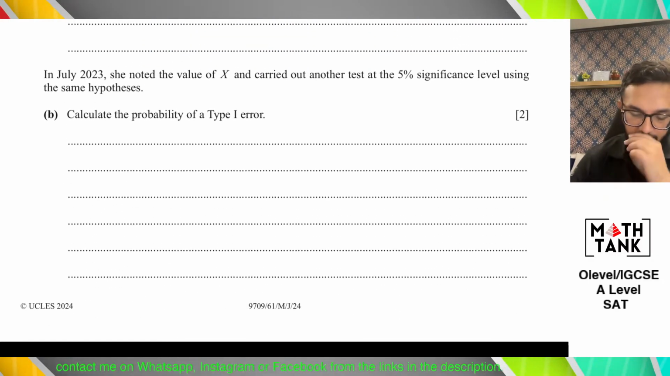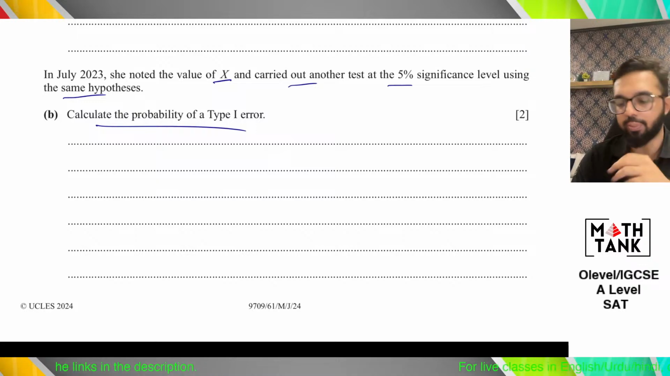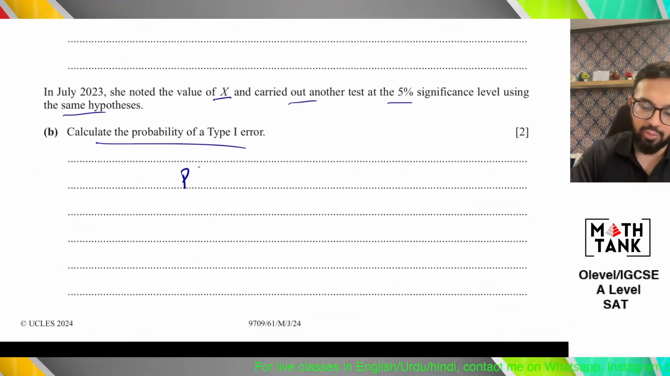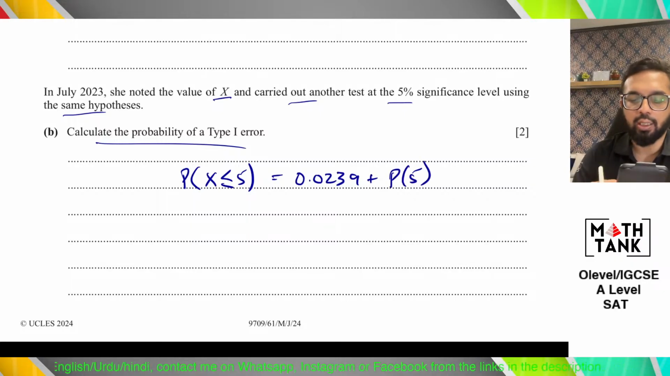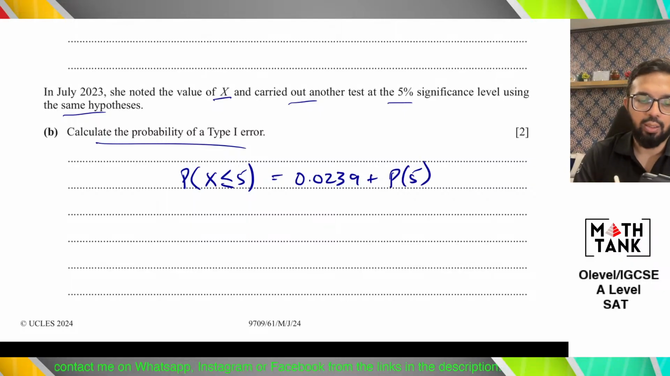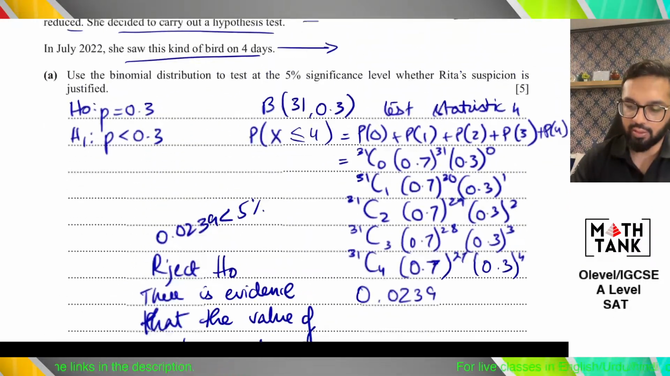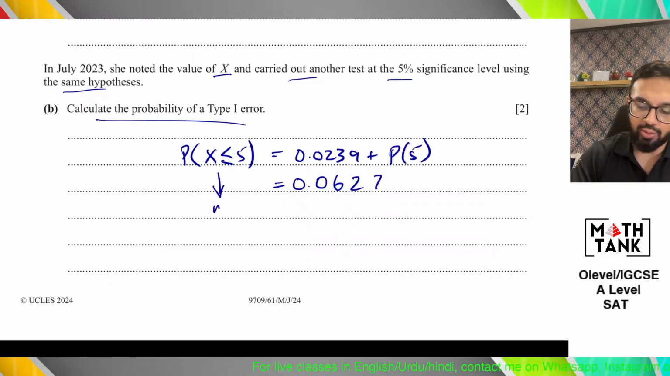Okay, in July 2023, she noted the value of x and carried out another test at the 5% significance level using the same hypotheses. Calculate the probability of a type 1 error. So I've already reached 0.0239. If I try to increase it and add the probability of 5 to this, I'm going to use my calculator to do that and see if that works. Let's see what the probability comes out to be. The probability comes out to be 0.0627, which means that I've exceeded the 5% significance level. So this is not in the critical region.